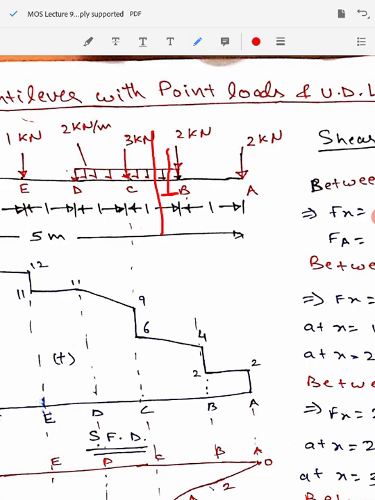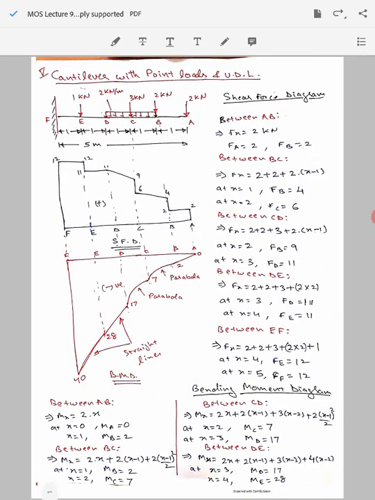As this distance from here to here is x, and this portion is only x minus 1, we can assume that it is acting at (x minus 1) divided by 2. That is the distance over which it is acting. So therefore you will get the term 2 multiplied by (x minus 1) into (x minus 1) by 2. So you get 2 into (x minus 1) whole square by 2. So this term will appear here in our bending moment equation.